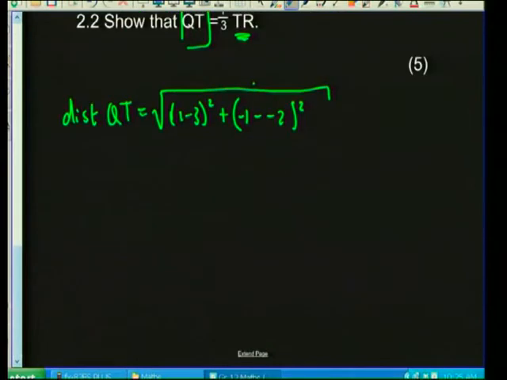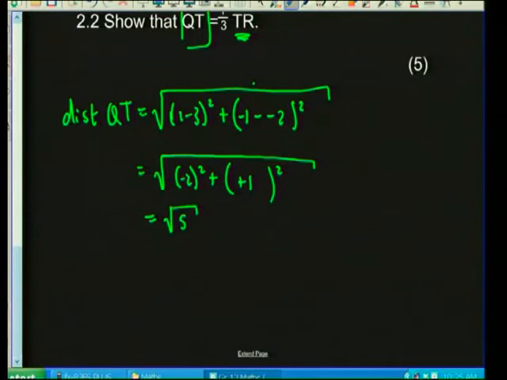Now let's not go too quickly. So inside here, this is going to be negative 2 all squared plus, now let's work in here, minus 1 plus 2. Okay, so it's going to be minus 1 plus 2, which just gives me positive 1 all squared. And so then I'm going to get 4 plus 1, and this is the square root of 5. Okay, so I've found the distance of QT. Now I'm going to go and find the distance of TR and then make a comparison.